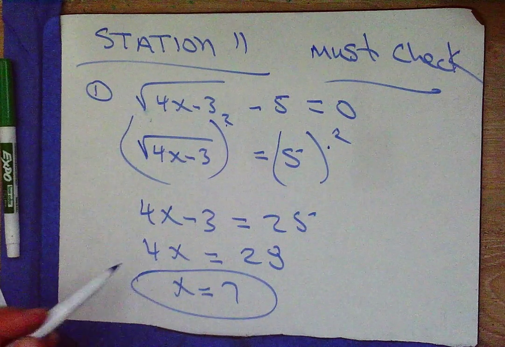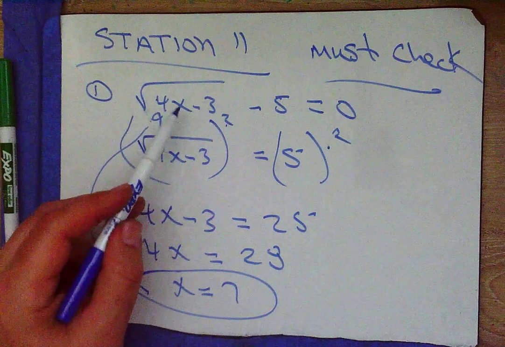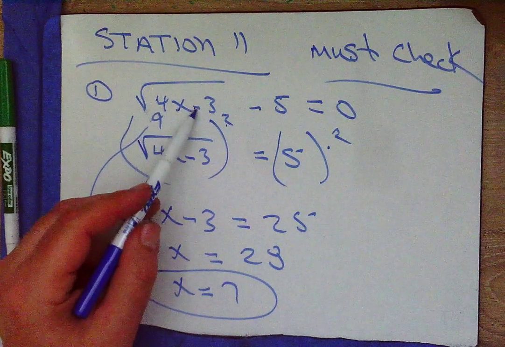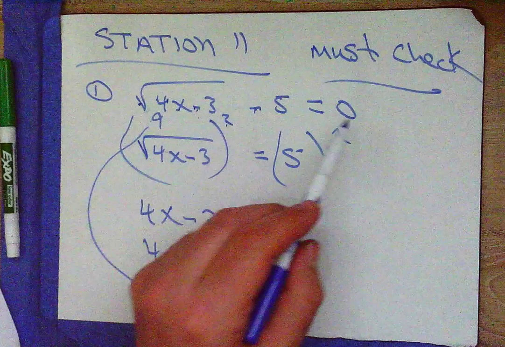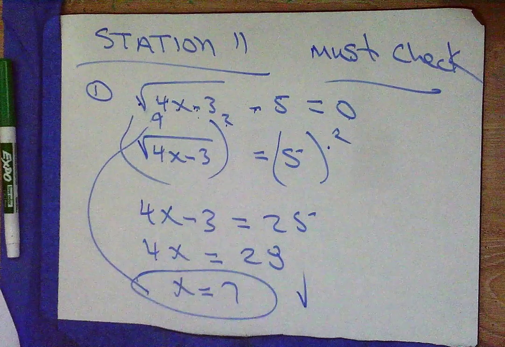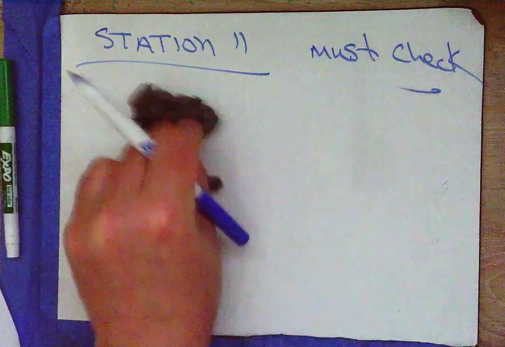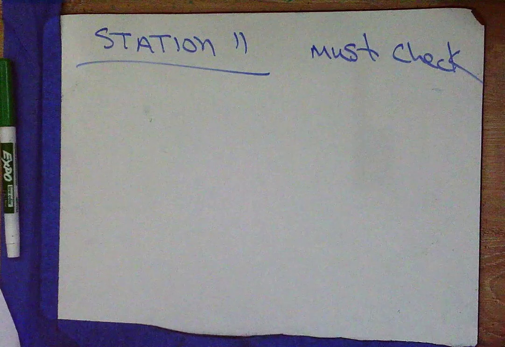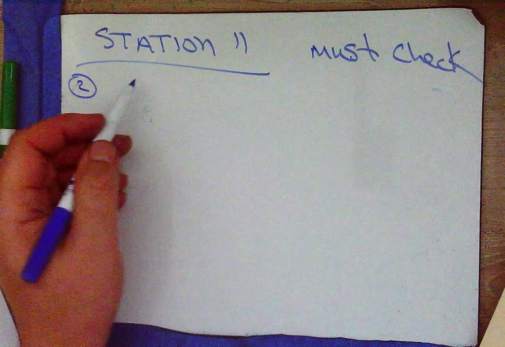So let's take this 7 and plug it in. 4 times 7 is 28. 28 minus 3 is 25. Square root of 25 is 5. 5 minus 5 is 0. So that's my answer. Okay? Just because I squared both sides doesn't mean that I must have an extraneous solution. It just means that I might have an extraneous solution.